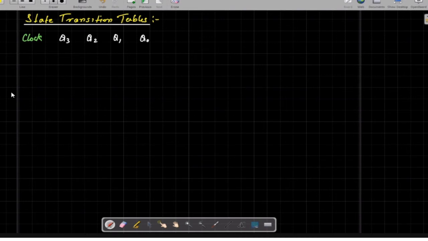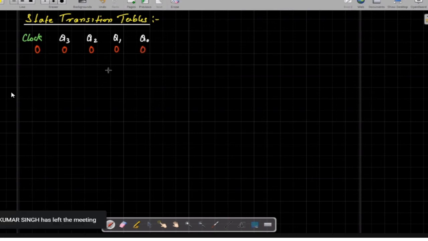Okay. So earlier, for example, if we do not have any clock, let's consider the first case. In absence of clock, what will be the output? Output will be all reset. Let's say 0, 0, 0, 0.